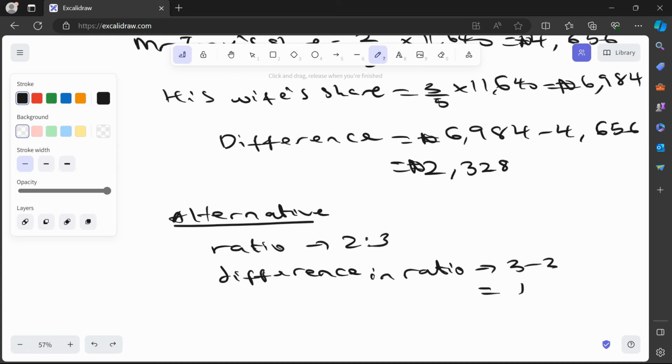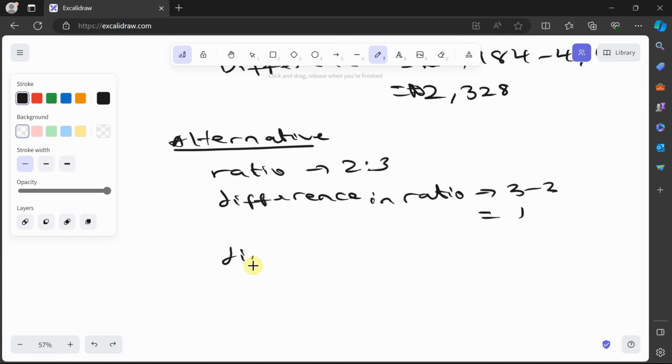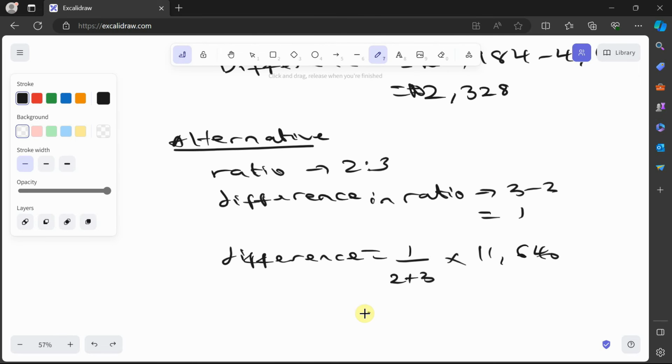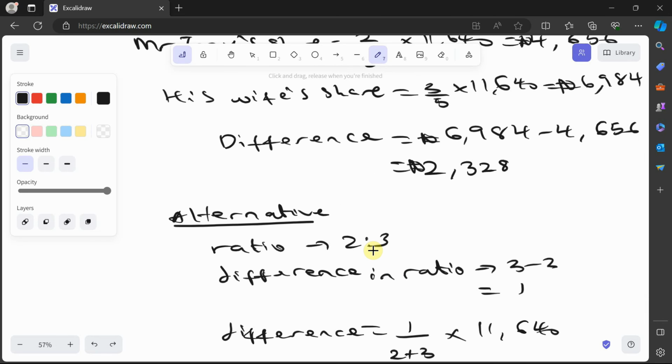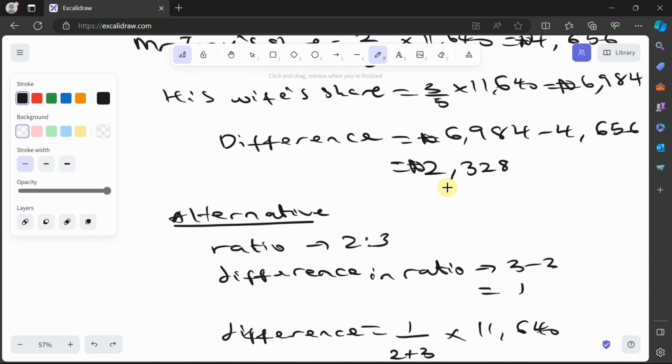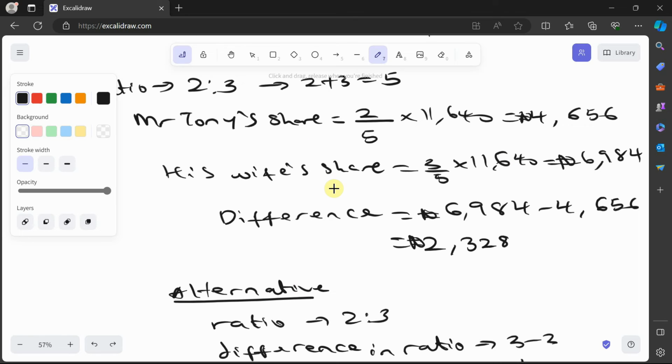So with this difference in ratio, I can now find what this 1 will represent. I can say the difference is equal to 1 over the sum of both of them, which is 2 plus 3, multiplied by how much we are trying to split. This is 11,640. So 1 over 5 multiplied by 11,640 will give me 2,328. You can see that it's the same answer, but a different approach. If you find that approach easier to understand, no problem. So by the end of the day, we know that Mr. Tony's wife's gain was 2,328 naira higher than that of her husband, and we were able to show that using 2 different methods. Let's see if our answer is correct.